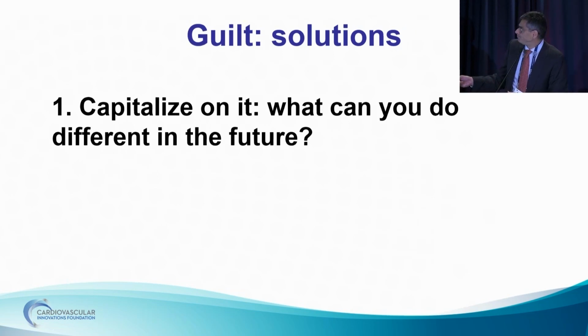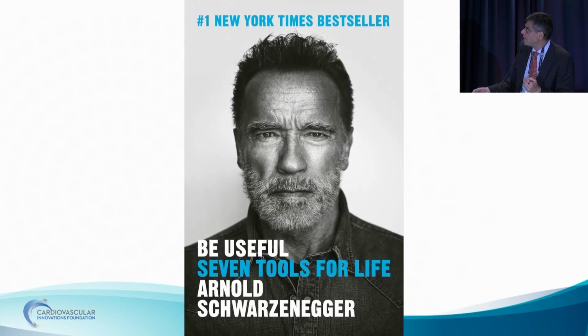And then what you can do about it. The best way to feel good about a complication is to understand what you can do better in the future. There are many, many complications that happen. There's this book that says the goal is to be useful. This complication is bad, but it can be useful to you and to other people down the line.